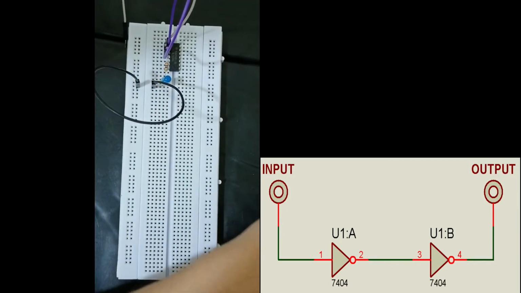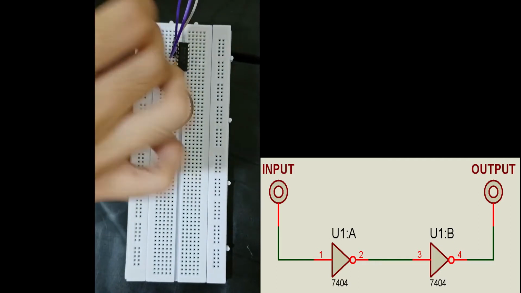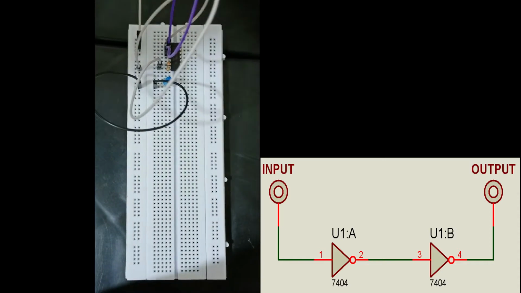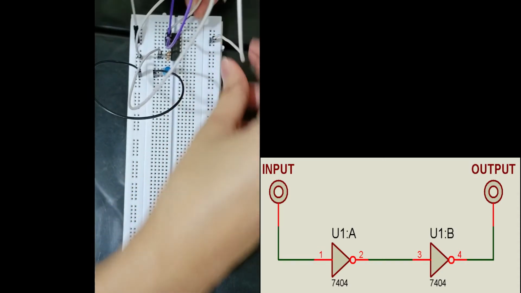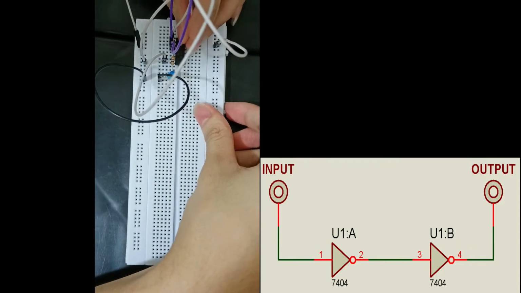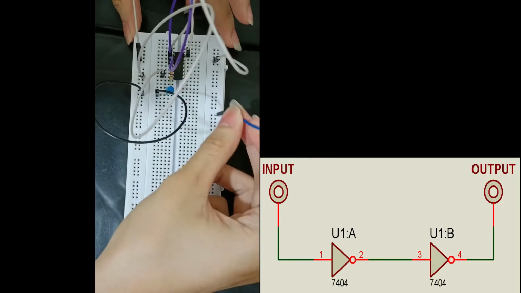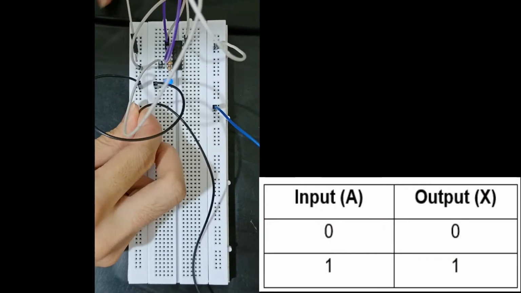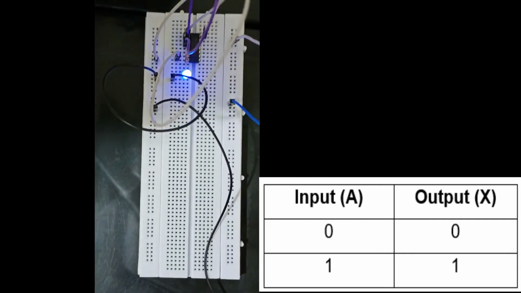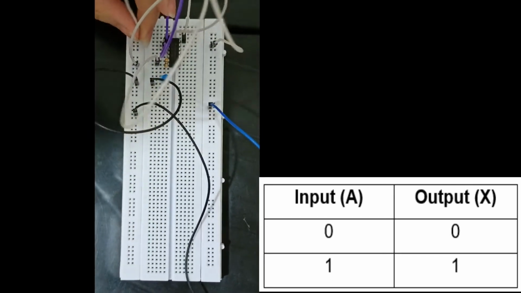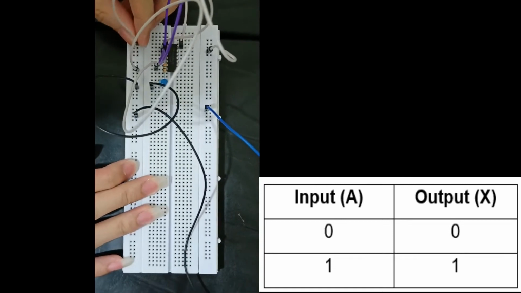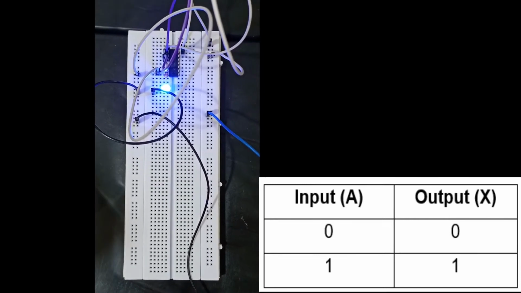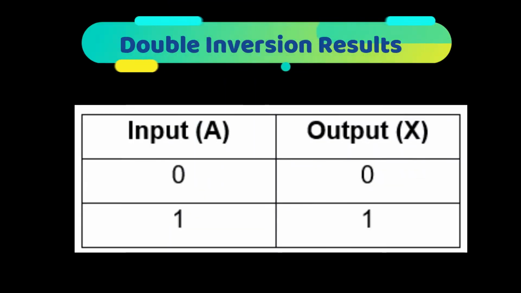So, if the input is 1, the output is 0. Then, the output 0 will be inverted again to have an output of 1. If input is 0, the output will be off. If input is 1, the output will be on. And here are the results.